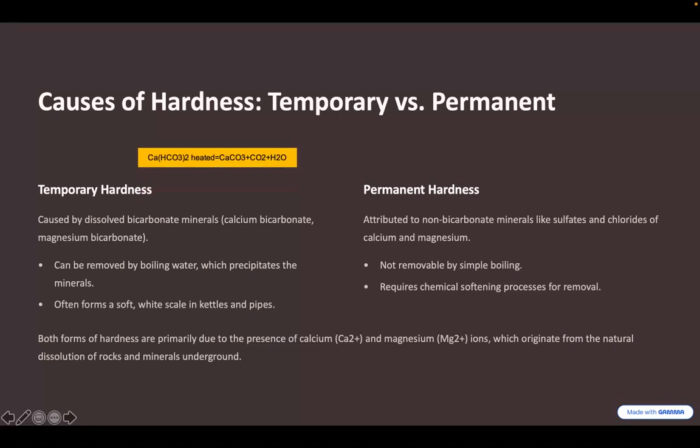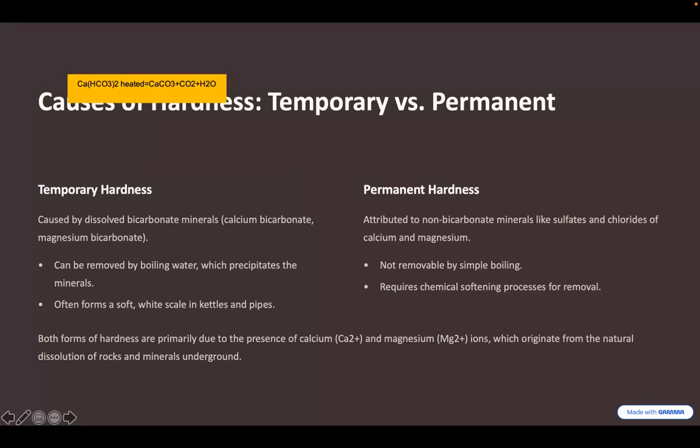So this calcium bicarbonate, when it is formed, it is insoluble in water, and then it can be precipitated out immediately. Similarly, if you have magnesium bicarbonate, if you heat this, then it forms magnesium hydroxide plus water, plus carbon dioxide.